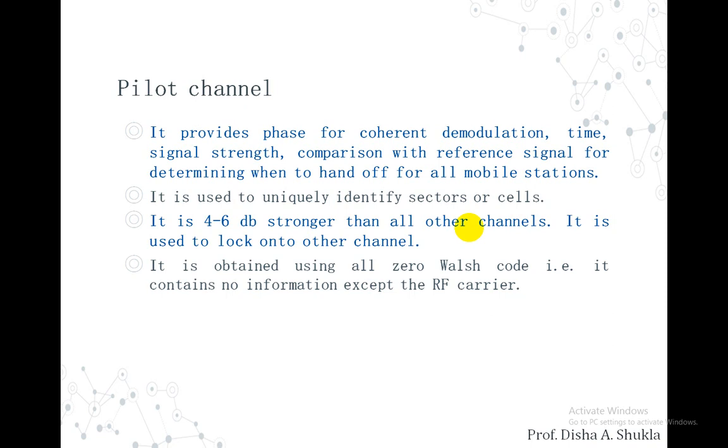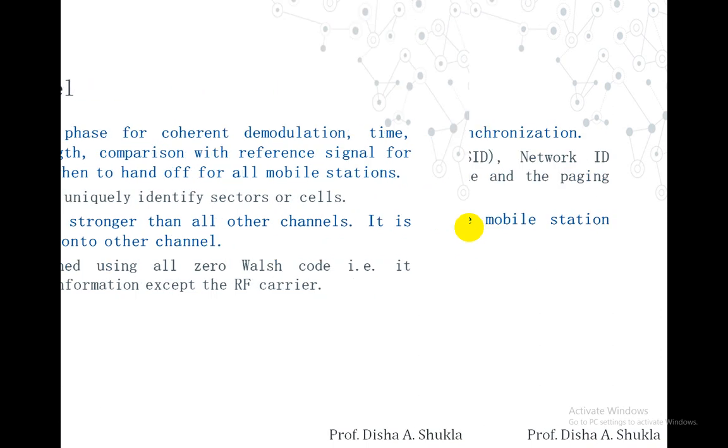It is used to uniquely identify the sectors or the cells. The cells and the sectors can be uniquely identified using the pilot channel. It is 4 to 6 decibels stronger than all the other channels and it is used to lock onto the other channels. It is obtained using all the 0 Walsh codes, that is, it contains no information except the RF carrier. It only contains the information regarding the RF carrier.